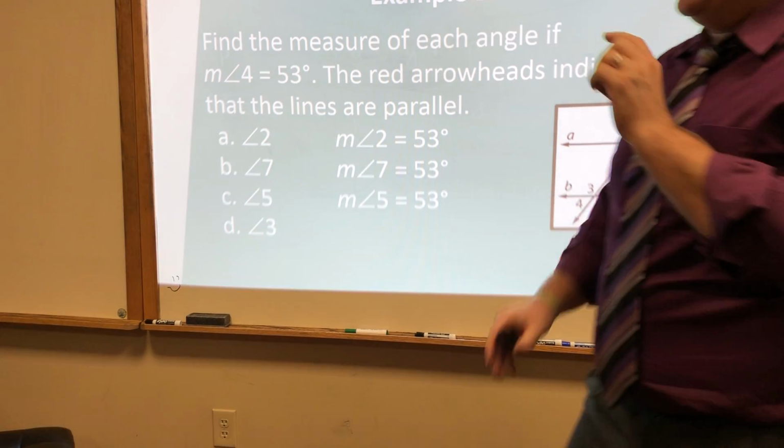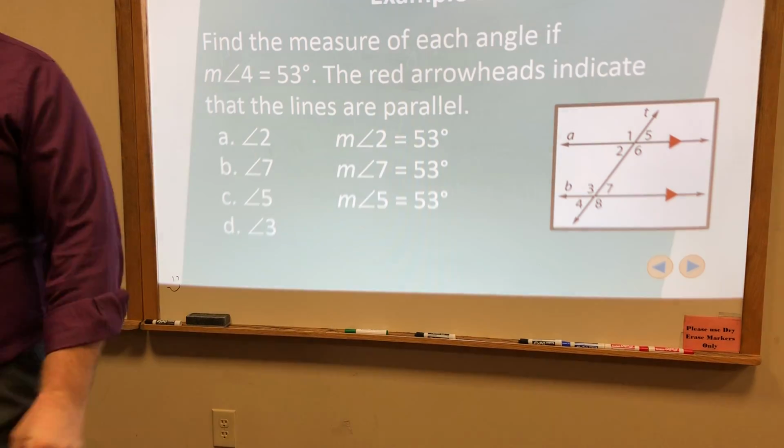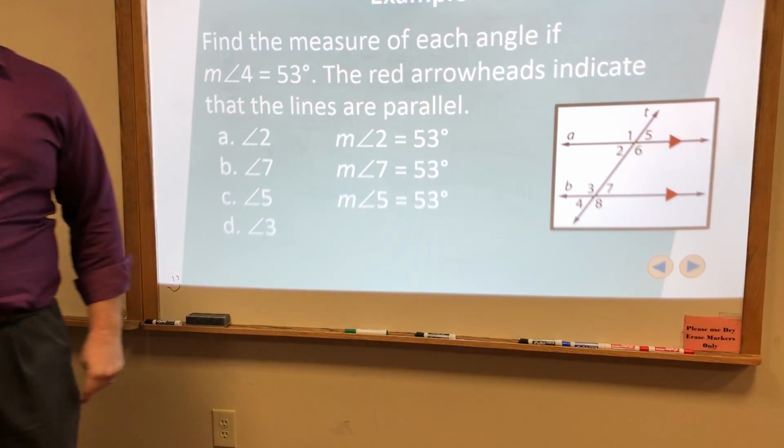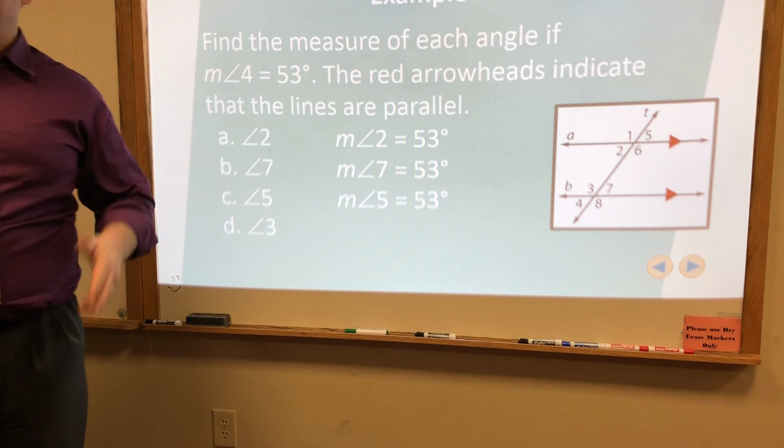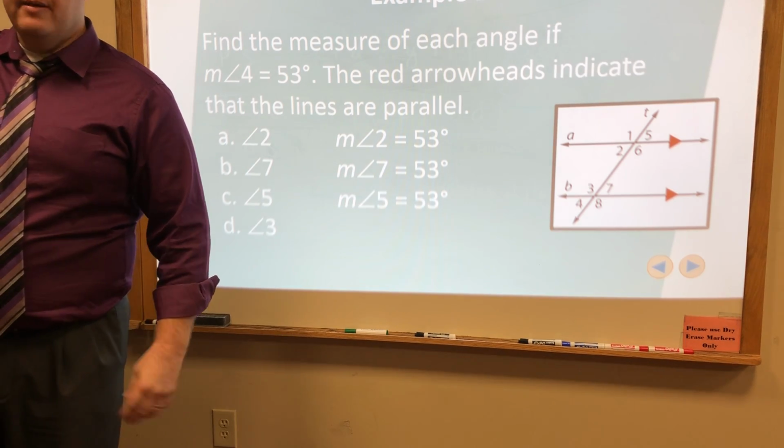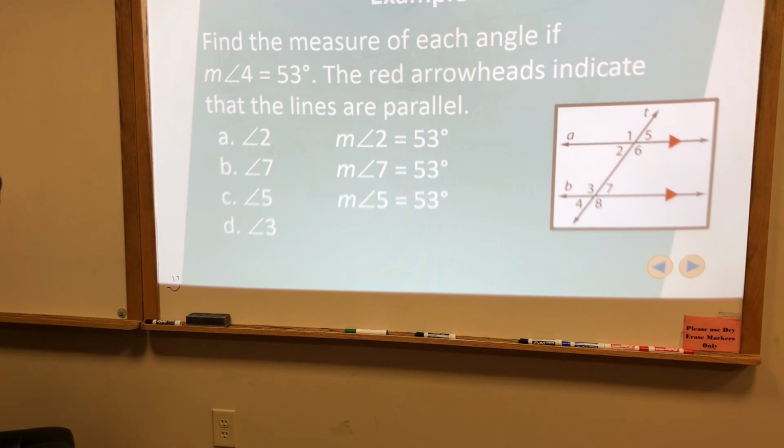First off, answer that question. What kind of angles are there? And they are a linear pair. That is correct. And we talked about linear pairs. They add up to how many degrees? 180. Good. Katie, that's correct.